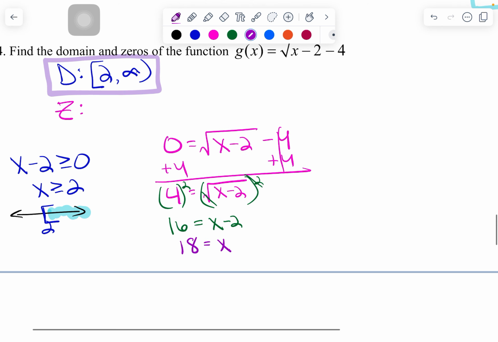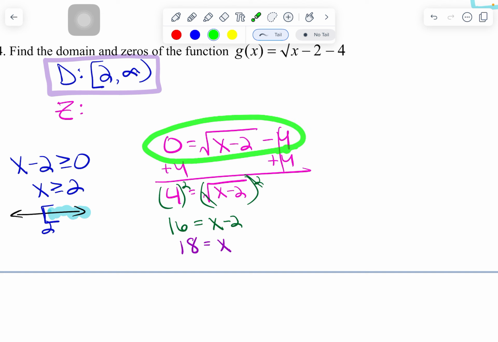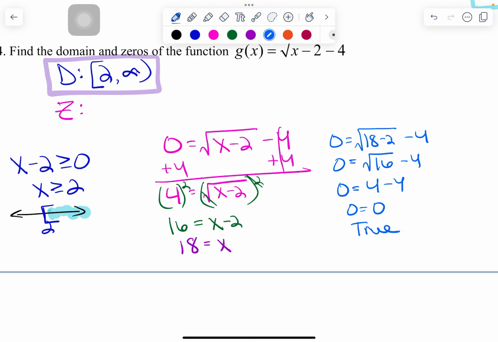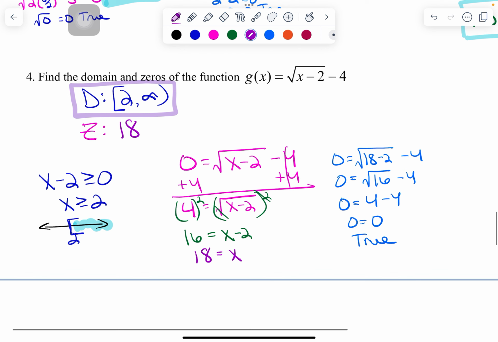Okay, maybe. So the check is to go back to the original equation before we made any changes. So 0 is equal to the square root of 18 minus 2, and then minus 4. So underneath the root, 18 minus 2 is 16. So square root of 16 is 4. 4 minus 4, I'm getting 0 is equal to 0, which is absolutely a true statement, which means that, yes, in fact, your zero is the number 18. So when x is equal to 18, you cross the x-axis, your function is equal to 0. It works out, all is fine, all is dandy.